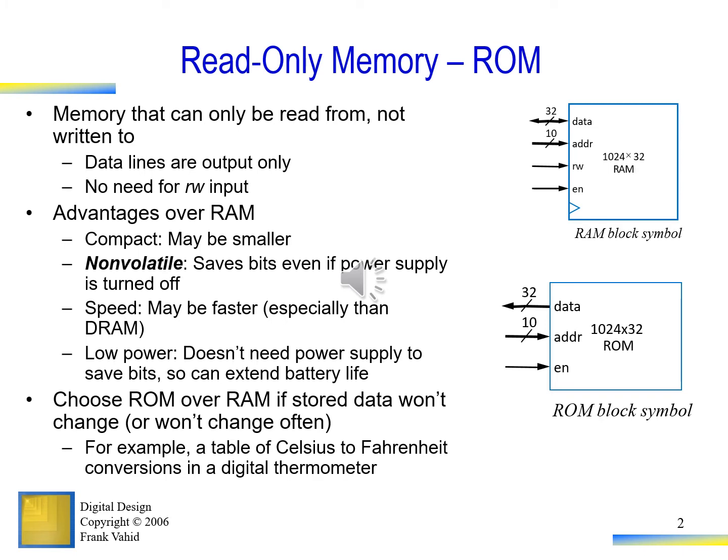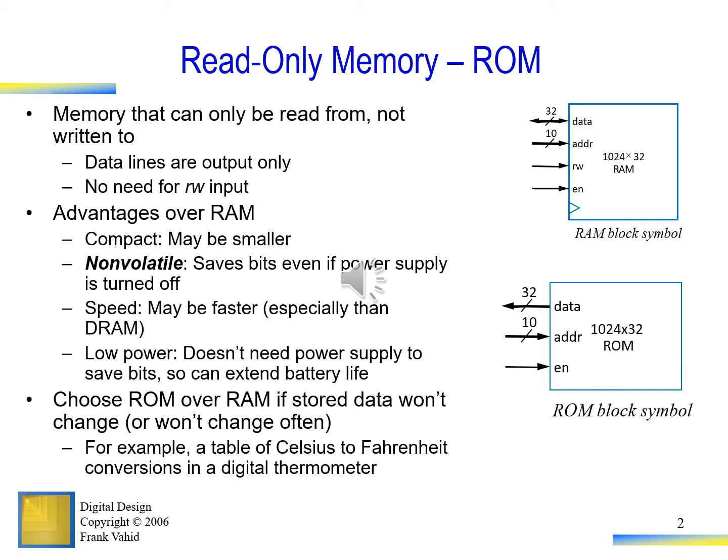Now comes the read-only memory. This is a RAM as compared to ROM: the memory that can only be read and cannot be written. So there are no data input lines, and you can see there is no read/write input because we can only read. So what is the advantage of ROM over RAM?